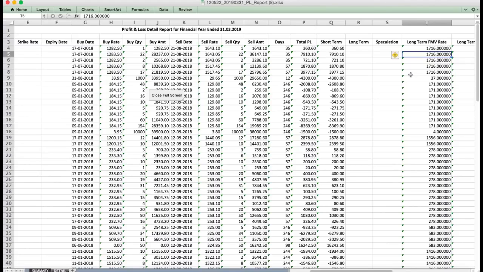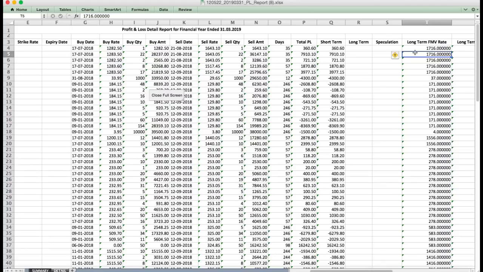Now the second last column is the long-term FMV rate. FMV stands for fair market value. This is nothing but the rate on 31st Jan of that particular year. This is for taxation purposes. For example, if I have purchased something at 100 rupees before 31st Jan and I have sold that same at 150 after 31st Jan, my profit will be 50 rupees.